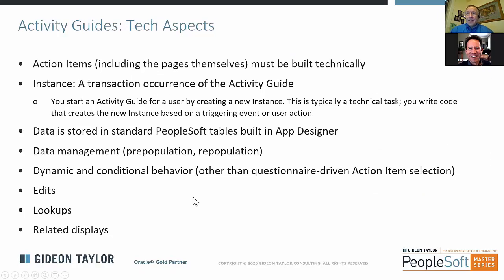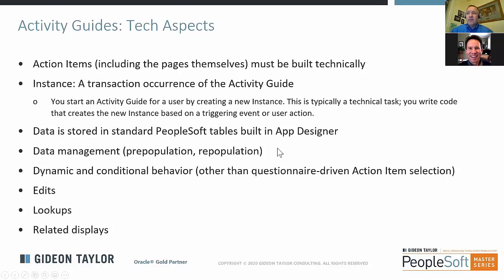There are technical aspects of activity guide development. That includes that the pages themselves still need to be built technically, so you're still going to have to do fluid development, as we've already talked about. You also have the concept of an instance. What you configure in the setup tables is really the template of the activity guide. An instance of an activity guide still needs to be triggered technically. Typically, you're writing some PeopleCode and saying, when you click this button, we're going to launch and create an instance of this activity guide.